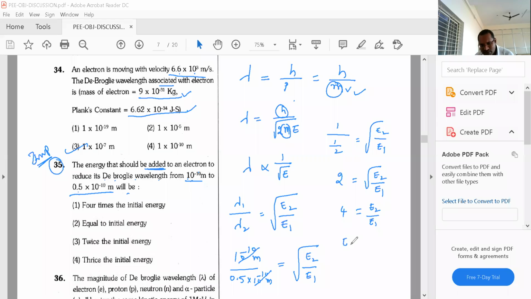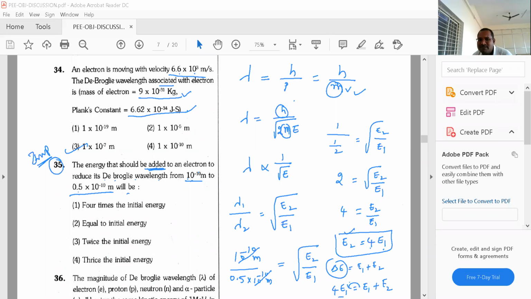Then what is E2? E2 is 4 times E1. This is the final energy. But they are asking how much we should add. Final energy becomes 4 times E1. What is the meaning of final energy? The final energy should become 4 times the initial energy, that is E1 plus the added energy. So how much should we add?